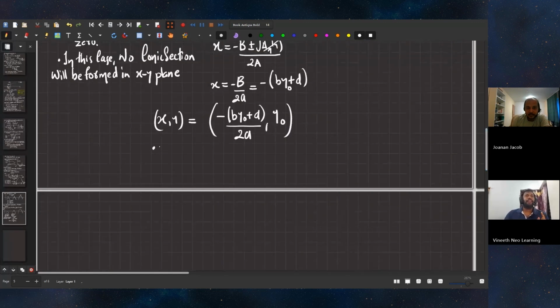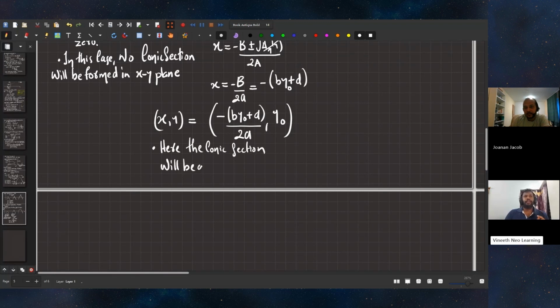Here the conic section will be a single point, meaning the manifold just touches the xy plane.